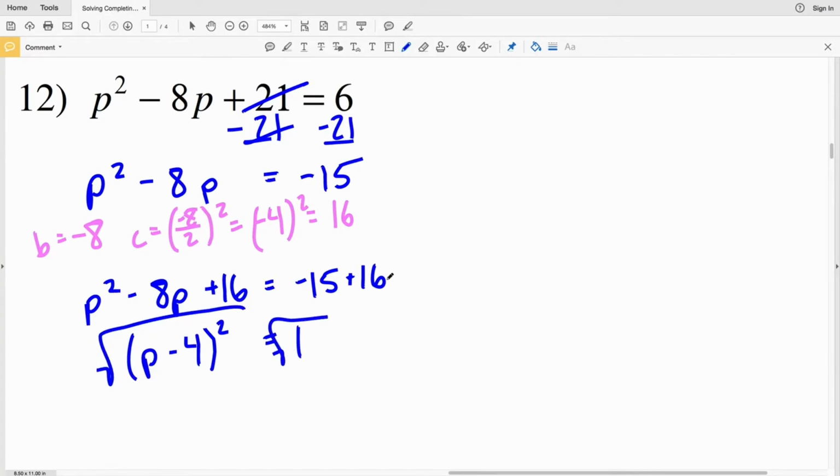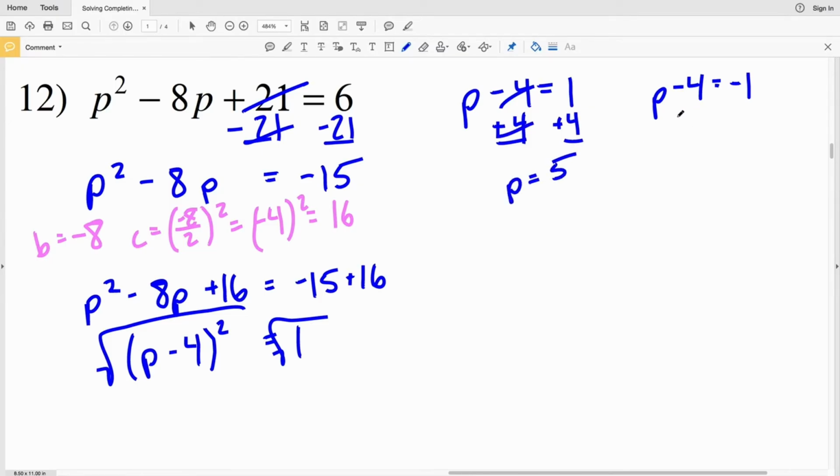So taking the square root of both sides, I'll get that p minus 4 equals a positive 1, since the square root of 1 is 1, and I'll get that p minus 4 equals negative 1, since negative 1 squared equals 1, so the square root of positive 1 can also equal negative 1. Now I'll add 4 to both sides to get that p equals 1 plus 4, which is 5. And then I'll add 4 to both sides to get that p equals negative 1 plus 4, which is a positive 3. So my solutions in number 12 are 5 and 3.